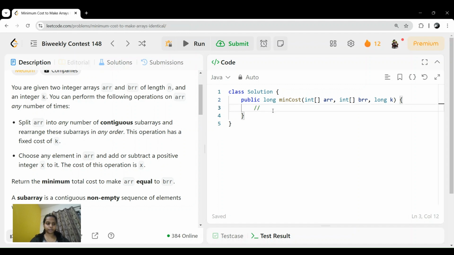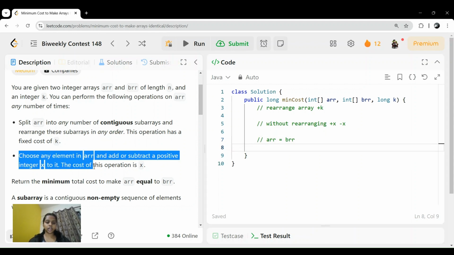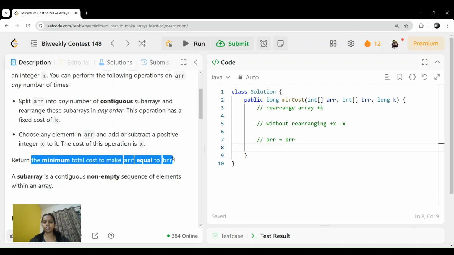So the first thing is we can rearrange the array, and the cost will be plus k. Then the second thing is, without rearranging, we will just add the value x to an element or subtract x from it, to make our ARR equal to BRR. So if we are not rearranging, we use this second operation, and what we have to return is the minimum total cost to make ARR equal to BRR.